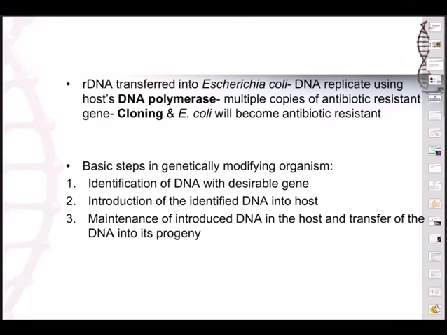So basic steps in genetically modifying organisms. First, we have to identify DNA with desirable gene. That is the first one. Second one, introduction of the identified DNA into host. And third one, maintenance of introduced DNA in the host and transfer of the DNA into its progeny. So for all this to happen, it's not so easy as we are discussing. We need certain tools. So we say biological tools for making rDNA technology.